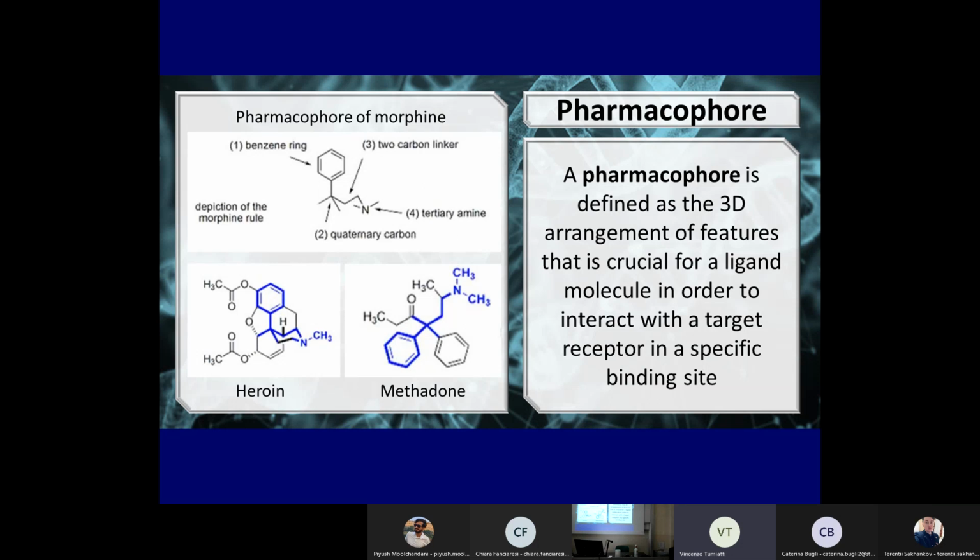Heroin is able to cross the blood-brain barrier very easily because you see there are two ester functions, but when it arrives inside the CNS, it is transformed again into morphine by hydrolysis of these two bonds. So you have morphine again. This is a strategy.